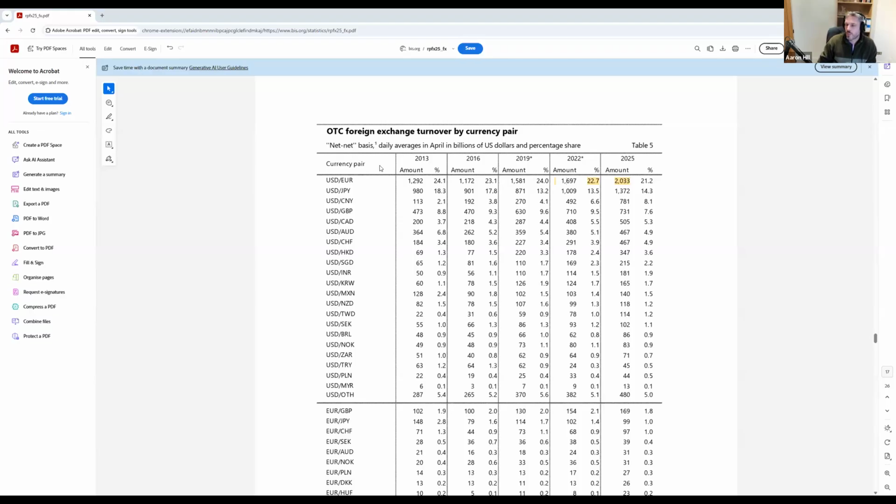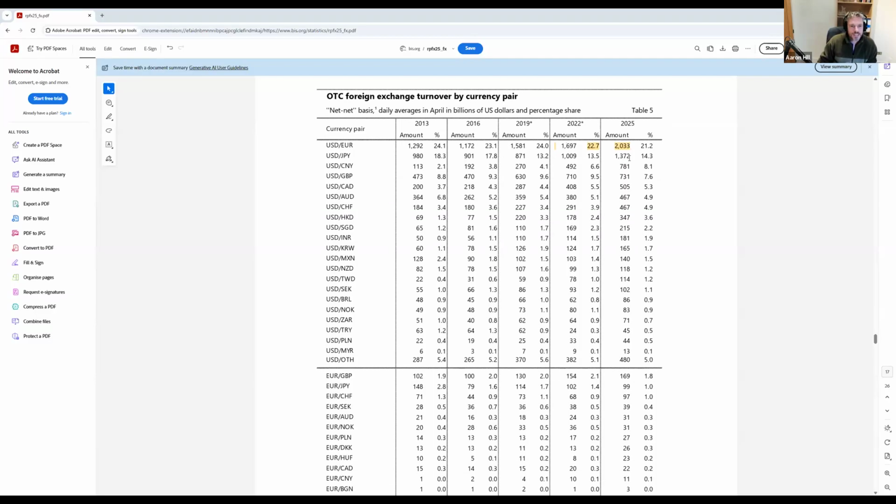So why is the euro dollar the most widely traded currency pair? If you look at the document here, you can see that the euro dollar currency pair, the US dollar against the euro, traded as of April 2025 has a daily turnover of around $2 trillion per day. This represents 21% rounded of total global foreign exchange turnover. As you can see with the list here, this makes the euro dollar the most traded currency pair in the world.